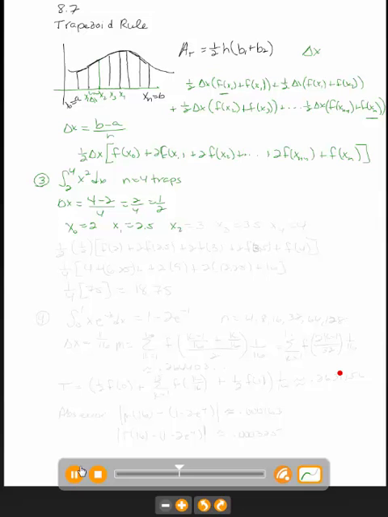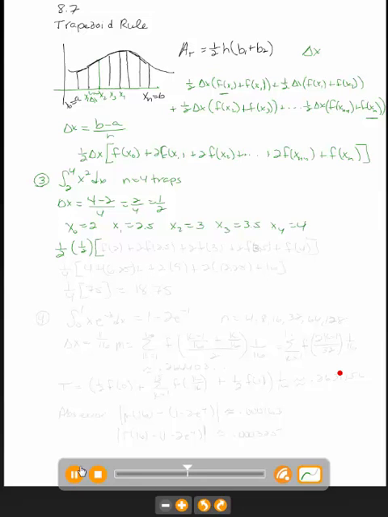X sub 2 would be 2.5 plus another 1/2. X sub 3 would be 3.5. X sub 4 would be 4. So we have 1/2 times, and they wrote it really strange in the book. Yeah, I'm not going to write like that. 1/2 times the delta x, which is 1/2.